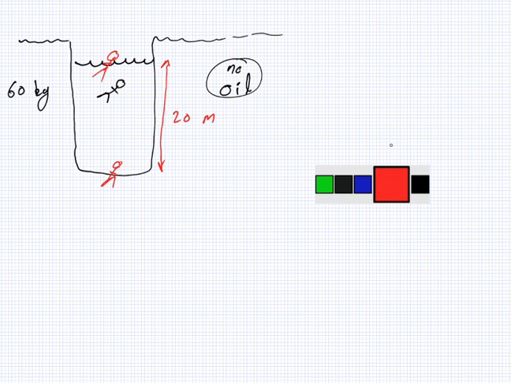Okay, so you should be doing something with projectiles for this, really, using the SUVAT equations.